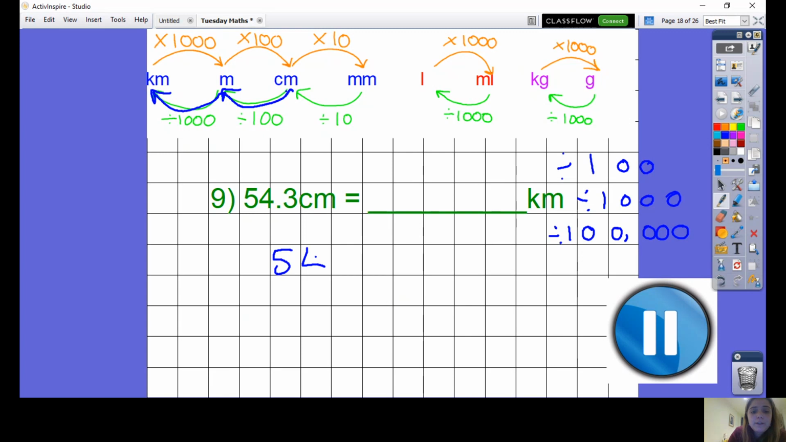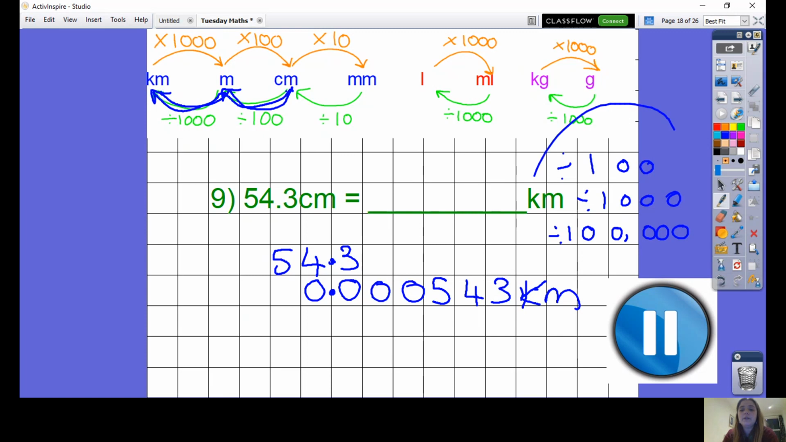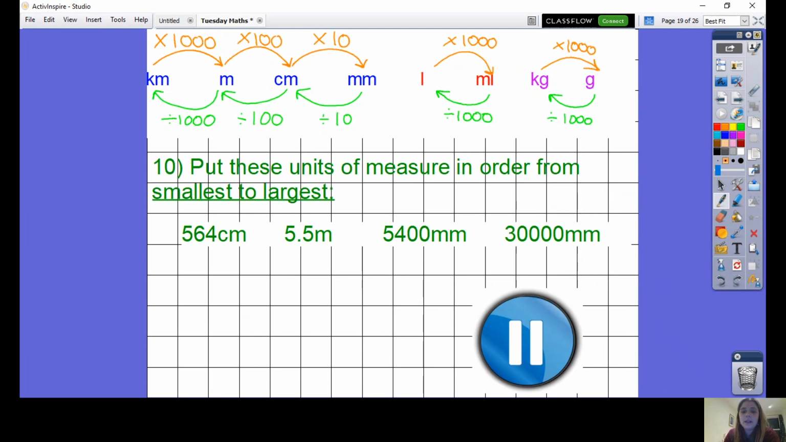So I'm going to start with 54.3 centimetres, and I'm going to make it 5 place value places smaller. Down, 1, 2, 3, 4, 5. 3 here. Now I need my placeholders, 0.000543 kilometres. If you didn't get that one right, make sure you're counting up how many spaces you're going to have to move in the way that I've shown you.